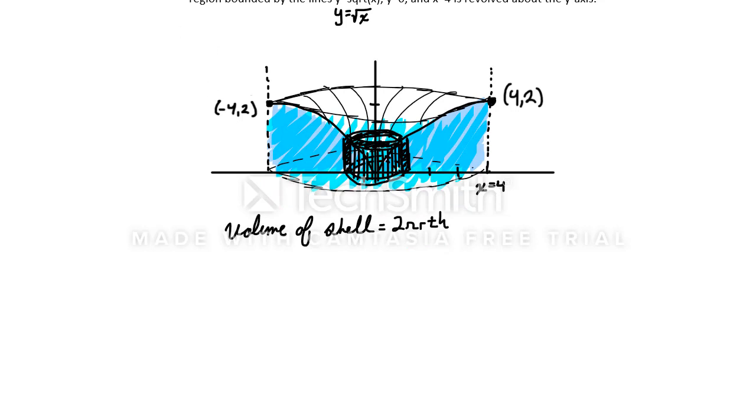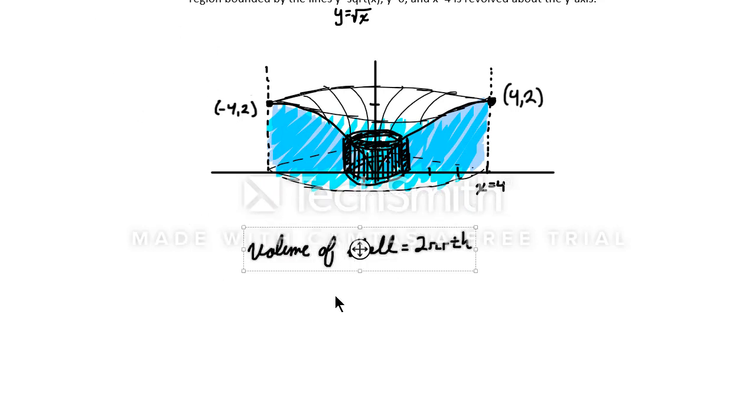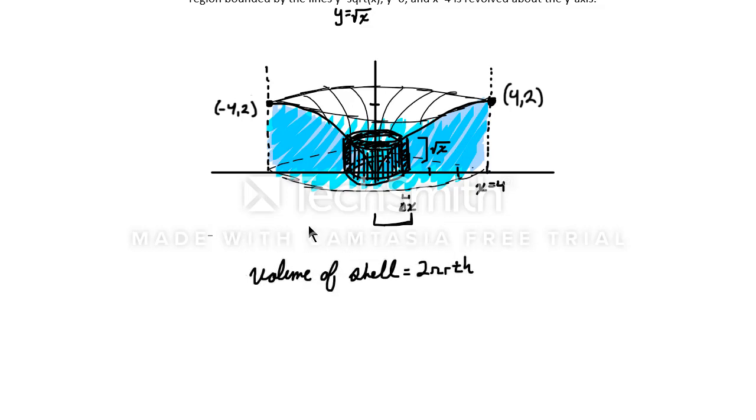But we'll have to get more specific than that, and we'll want to think about what makes up each of these components, the radius, the thickness, and the height. Well, the thickness seems to be a small distance measured along the x-axis. We will call it delta x. The height appears to be given by the difference between the x-axis and the line y equals the square root of x. And the radius is given by a point along the x-axis.